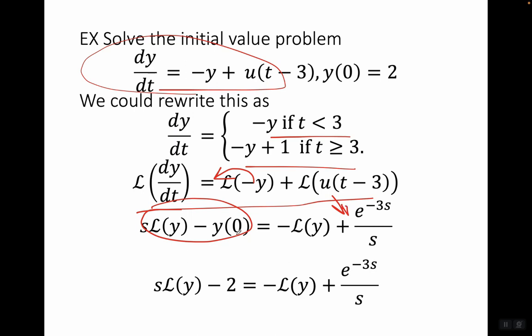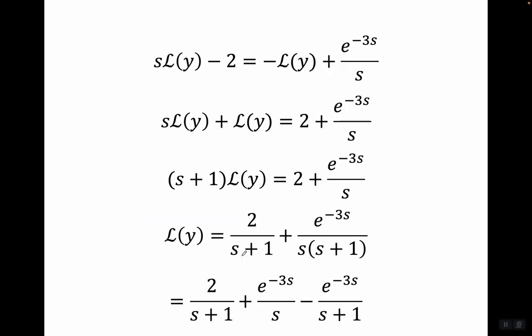Okay, so y(0) is 2. We're going to plug in 2 for y(0). This is what we end up with. So again, this is what we had from the previous page. I'm going to get the Laplace transform of y, get both of those on this side, and move the 2 to the other side. So we can factor out the Laplace transform of y. We have s plus 1 times the Laplace transform of y equals 2 plus e to the negative 3s over s. Divide both sides by s plus 1, and we end up with this.